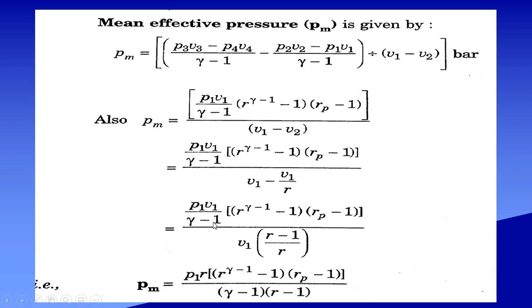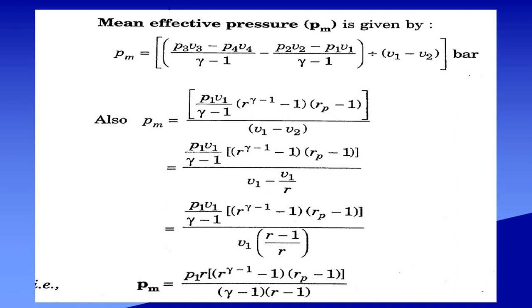So P1 V1 divided by gamma minus 1 into R power gamma minus 1 into Rp minus 1 divided by V1 into R minus 1 by R. So this V1 and this V1 you can cancel. So you can get P1 by gamma minus 1 into this R. You can bring this to the numerator side. P1 into R power gamma minus 1 into Rp minus 1 divided by gamma minus 1 into R minus 1. So this is the formula for the mean effective pressure for an Otto cycle.